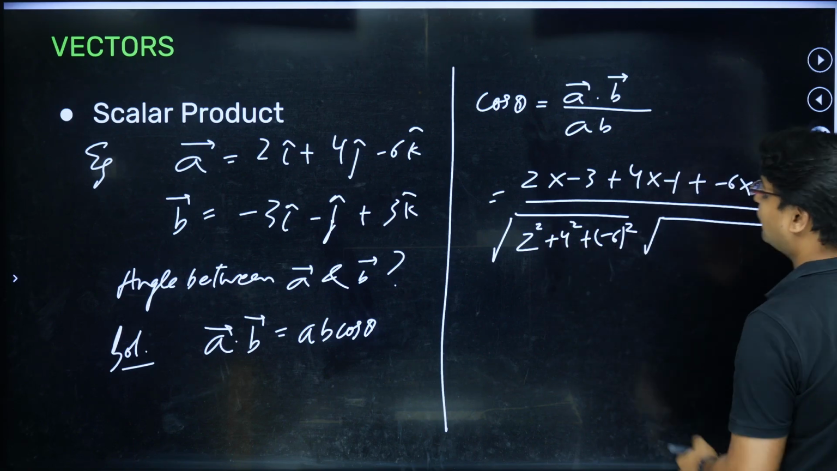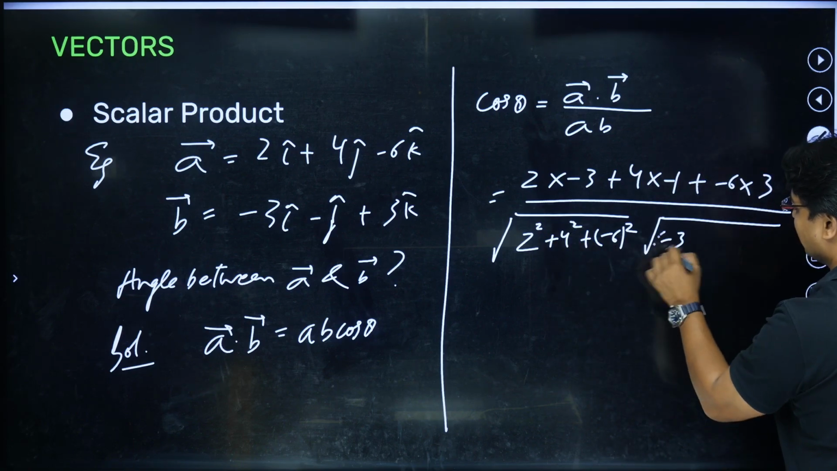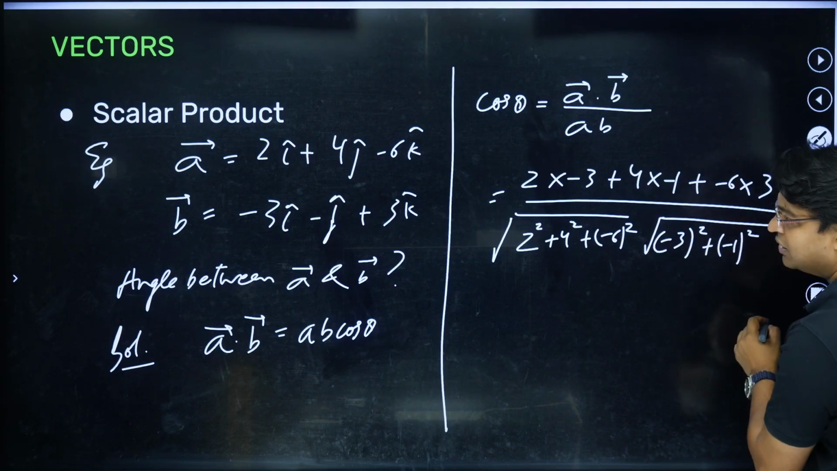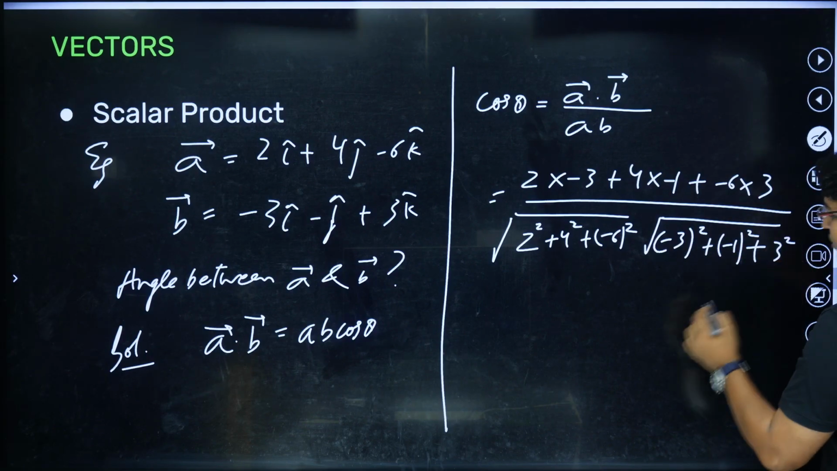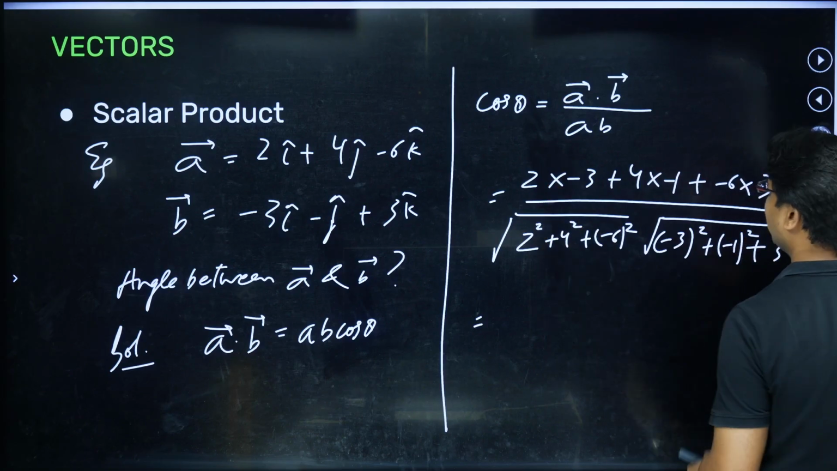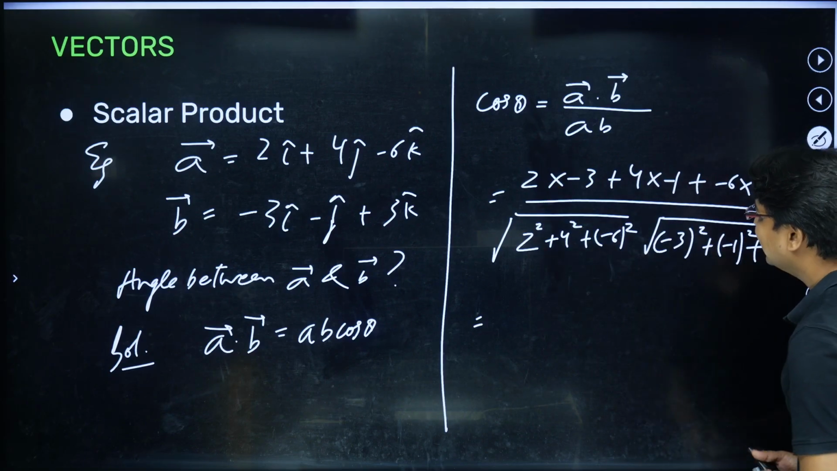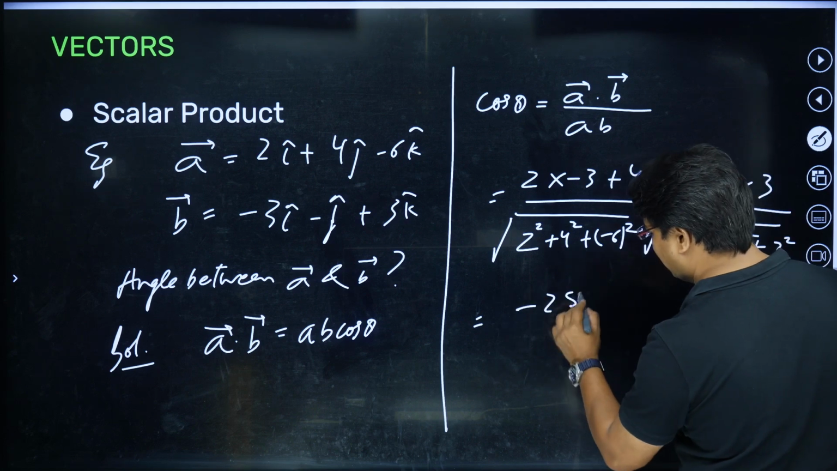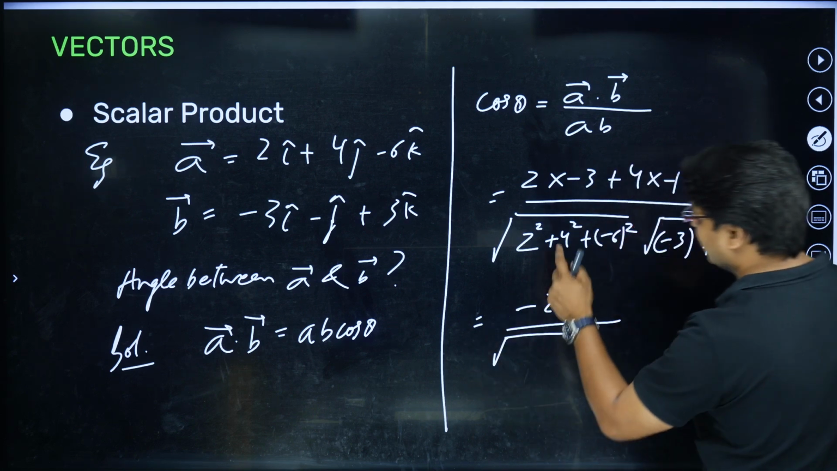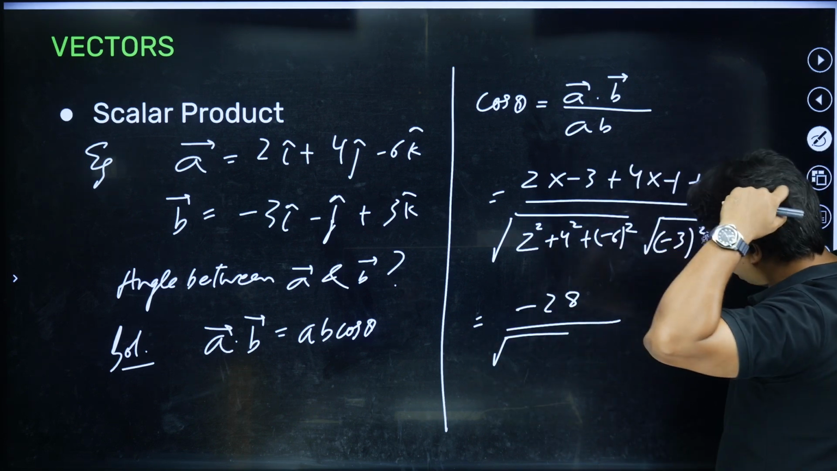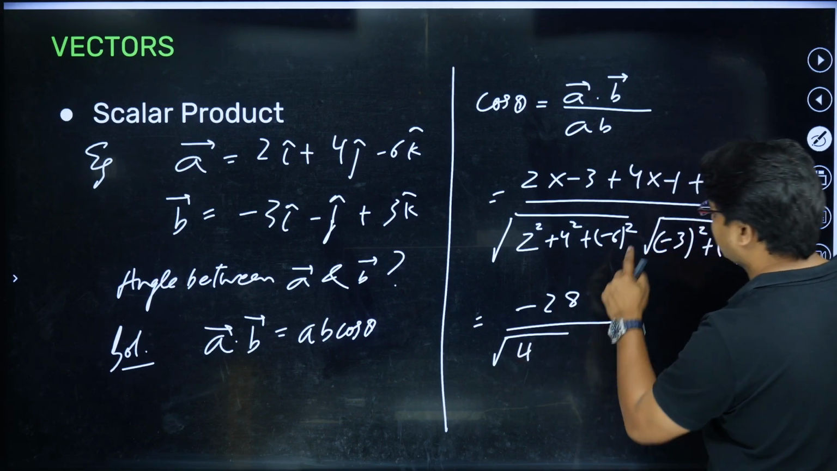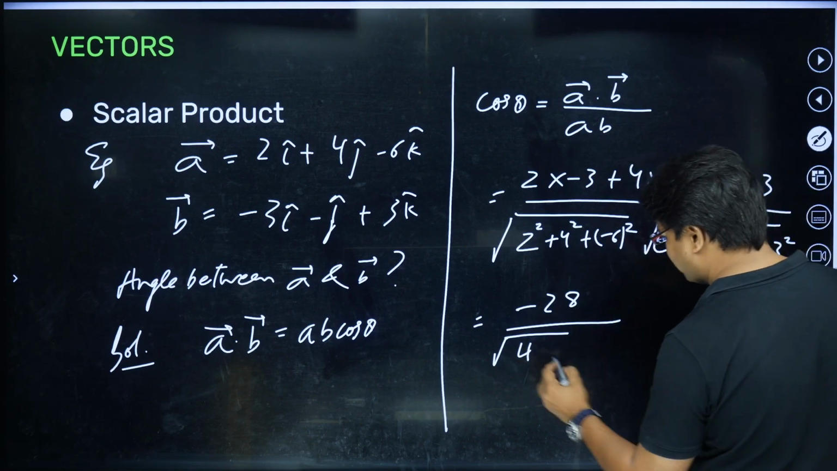And then magnitude of B. How much is magnitude of B? This is minus 3 square plus minus 1 square plus 3 square. Okay, so let's finish the calculation. So this is minus 6 minus 4, minus 10, minus 6 minus 4, and then minus 18. So minus 28 divided by root of 16 plus 4 is 20, and 20 plus 36 is 56 actually.